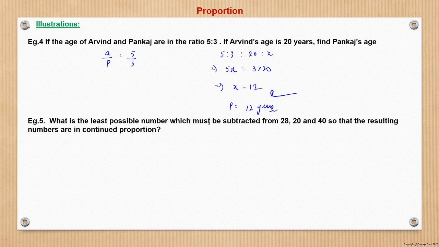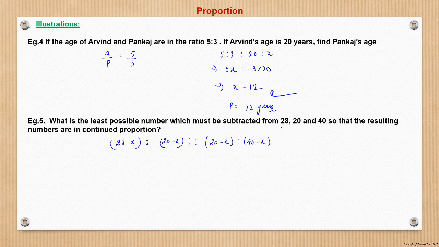Right. Now next question. What is the least possible number which must be subtracted from 28, 20 and 40 so that the resulting numbers are in continued proportion? Okay. This is also a fairly simple problem. Herein it says that 28, that's the number subtracted by x. So 28 minus x is to 20 minus x, and since it is in continued proportion of 3 terms, the mean will be same, and this is in ratio to 40 minus x.